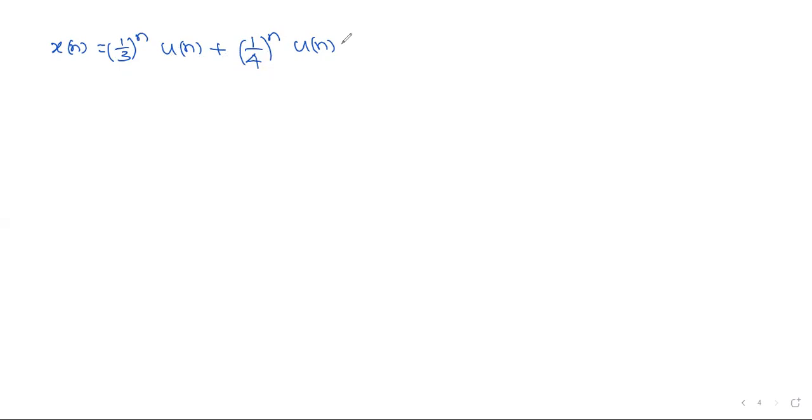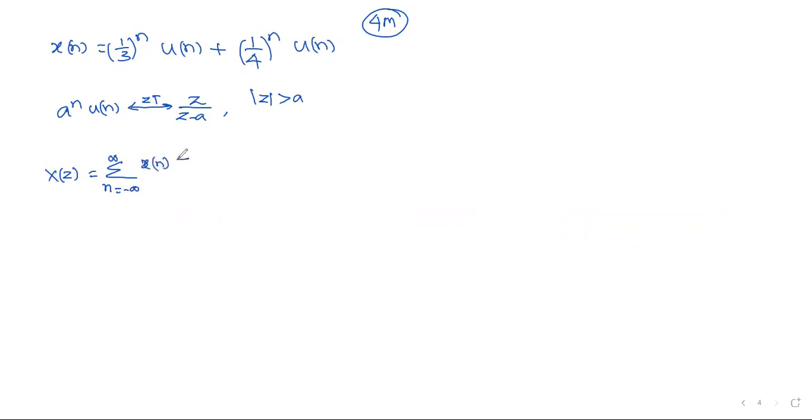If this is given for an 8 marks question, you need to solve it in a different way. If it is given for 4 marks, directly you can use the standard Z transform: a power n u of n has Z transform Z by Z minus a. By using this, you can directly write the answer if it is given for 4 marks. If it is given for 8 marks, you need to use X of z equals summation n equals minus infinity to infinity x of n z power minus n. Now, summation n equals minus infinity to infinity.